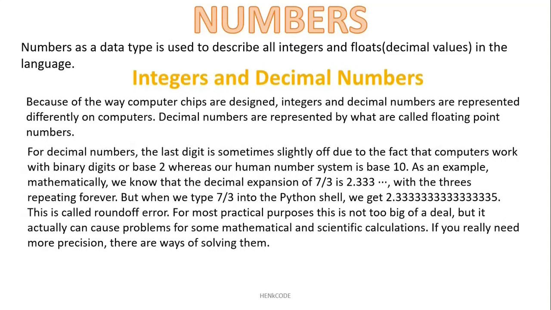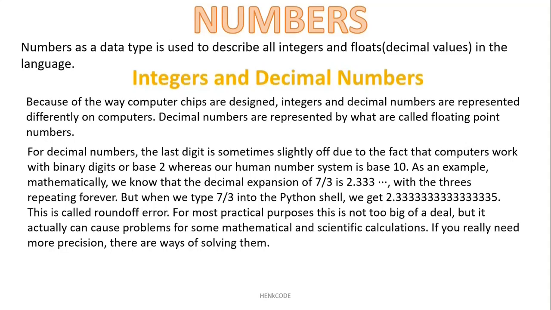For decimal numbers, the last digit is sometimes slightly off due to the fact that computers work with binary digits, or base 2, whereas our human number system is base 10. As an example, mathematically, we know that the decimal expansion of 7 over 3 is 2.33 with the 3's repeating forever. But when we type 7 over 3 in the Python shell, we get 2.333335. This is called round-off error.